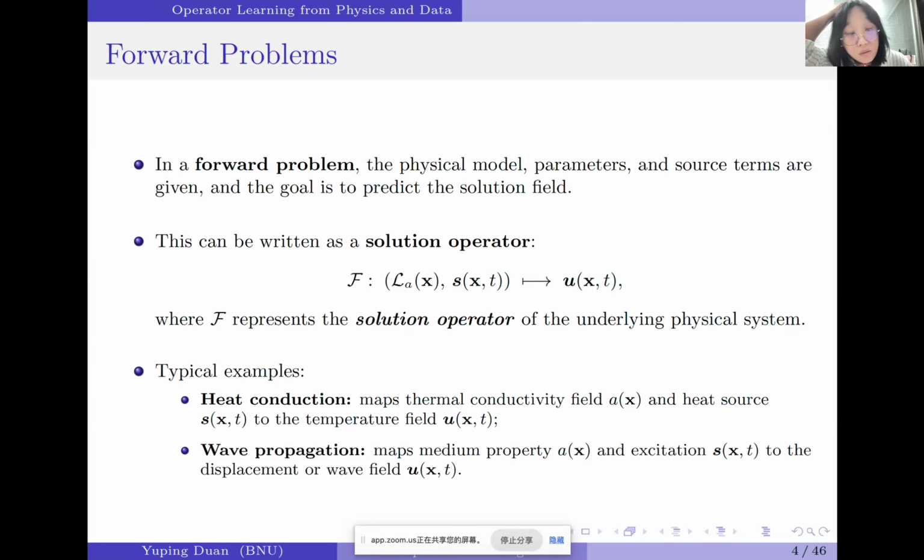For the forward problem, our task is to use the physical model parameters and the source terms to predict the solution field. So this is the differential operator, and this is the source function. This is the solution field. For example, by using the thermal conductivity field and heat source, we can determine the temperature field. Similarly, medium property and excitation determine the wave field.